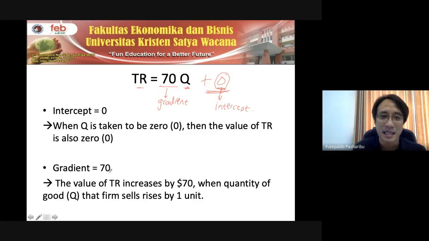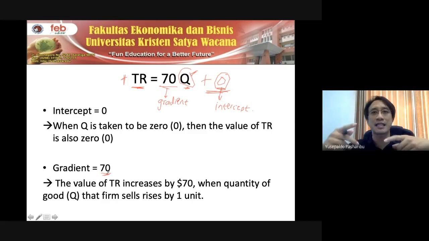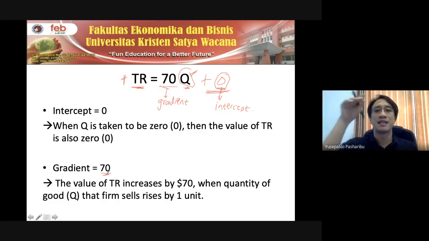And then the other one is the gradient. The gradient is 70. This is the price. The value of total revenue increases by $70 when the quantity of goods that the firm sells rises by 1 unit. The total revenue will increase if there is a rise in the quantity. Quantity increases by 1, get $70 more, and so on.